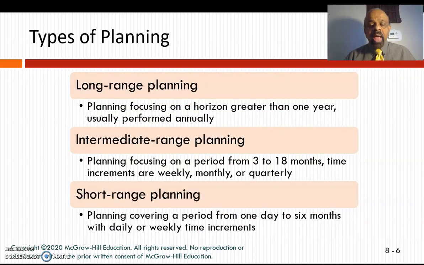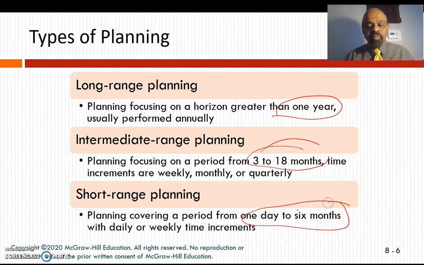Long range planning is greater than 1 year. Intermediate range planning is from 3 to 18 months. And short range planning is daily or up to 6 months, or weekly and things like that.